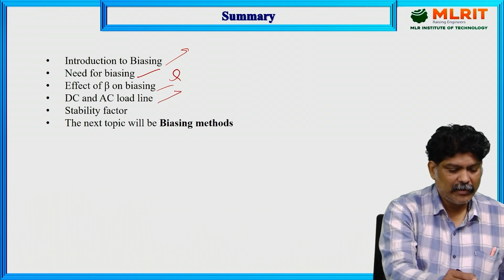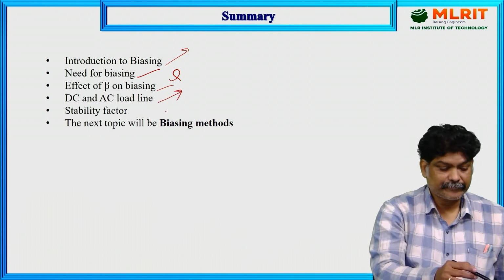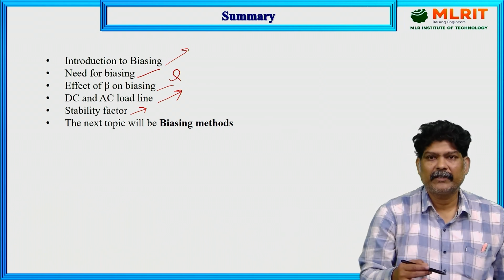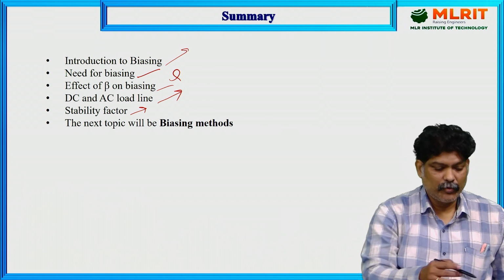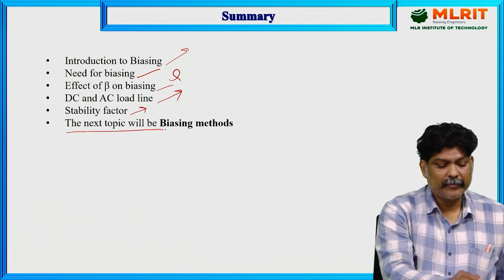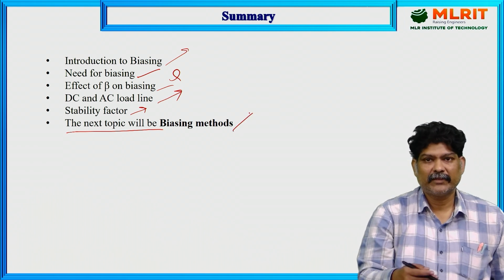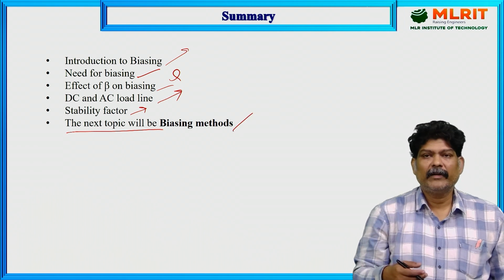And the DC load line and AC load line we have discussed, and the stability factor, which represents the stability of the Q point. The next topic will probably be biasing methods. We have different types of methods, followed by compensation methods.